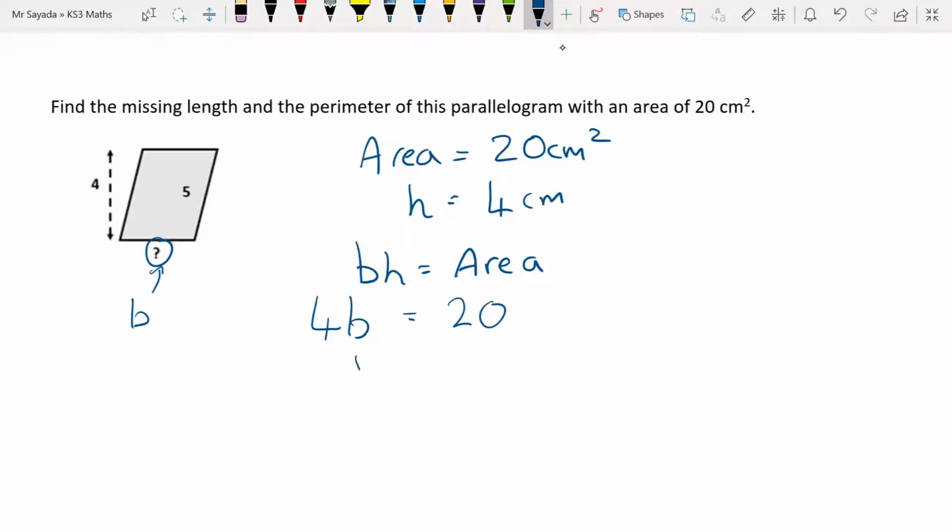Well, the missing thing must be 5. 20 over 4, which is 5, because 5 times 4 is 20. So what I've done is I've found what number, when you multiply it by 4, makes 20. When you multiply this side here by this height here, that should give you 20. So 4 times 5 is 20, so the base is 5.